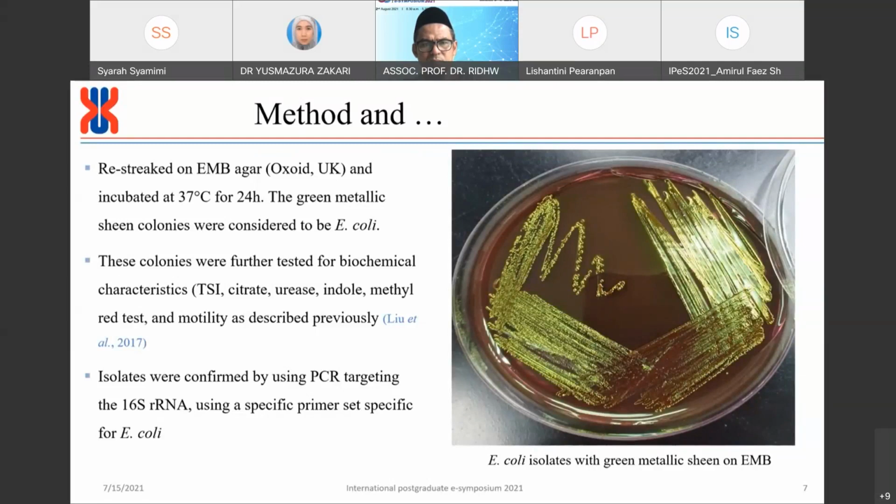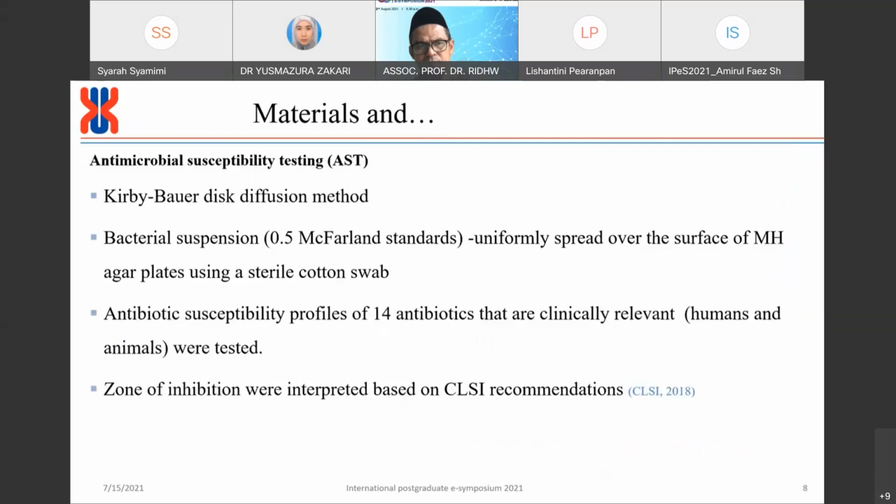The biochemical tests that were checked were TSI, citrate, urea, indole, methyl red, and motility. Isolates were further confirmed by PCR that targets 16S rRNA using species-specific primers for E. coli. Antimicrobial susceptibility test was done using the Kirby-Bauer disk diffusion method. Bacterial suspension was prepared equivalent to 0.5 McFarland standard, and it was spread uniformly over the surface of Mueller-Hinton agar plate using a sterile cotton swab.